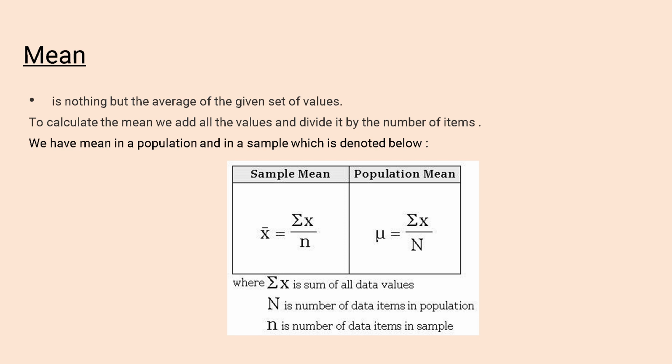We have mean in a population and in a sample, which we have displayed in this picture. For a sample mean, the mean is denoted as x bar, as there's an x and there's a bar over it. And then we have sigma x over n. Sigma x is the sum of all the data values over small n, which is the number of data items in a sample. But when it comes to population mean, the mean is denoted by mu, and it is sigma of x over capital N, which is the number of data items in the population.